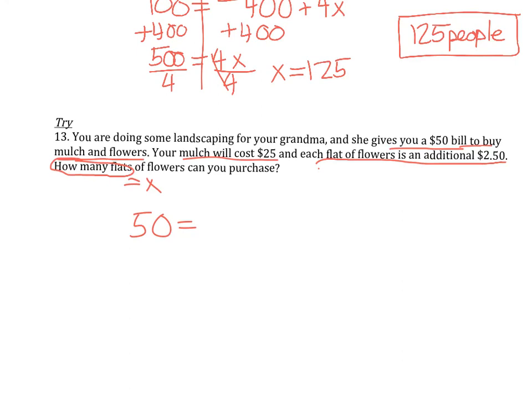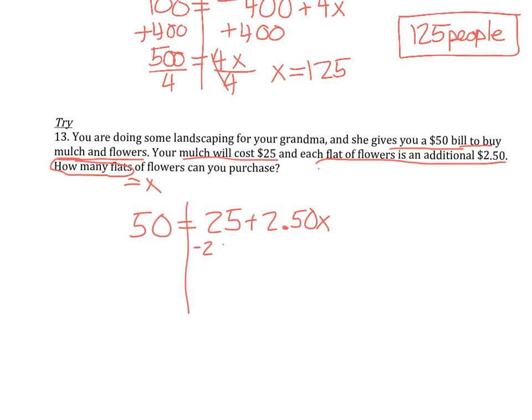Well, I have to buy mulch, and mulch is just a flat fee of $25, right? Plus, I'm buying flats of flowers, and I don't know how many. I do know, though, each one is $2.50. So $2.50 times however many I'm buying, that's where my X goes, is going to be the money I spend on flowers. All right, so now I'm ready to do my opposite operations.